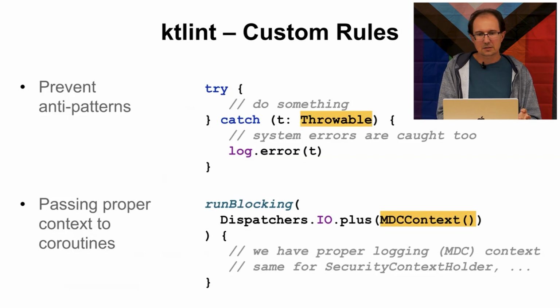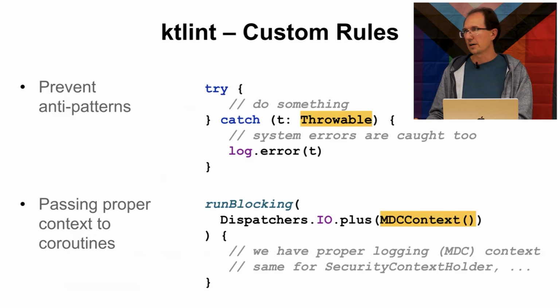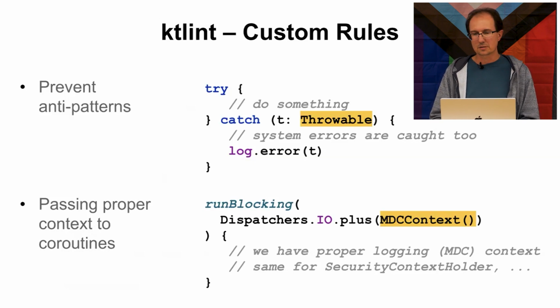I already stated, there might be some anti-patterns that you know from your heart that are not good. In this particular case, try catch. Catching throwable is basically a big no-no in any Java space, right? You should not be catching throwables because it might also catch some system error, and you should not be catching the system errors.